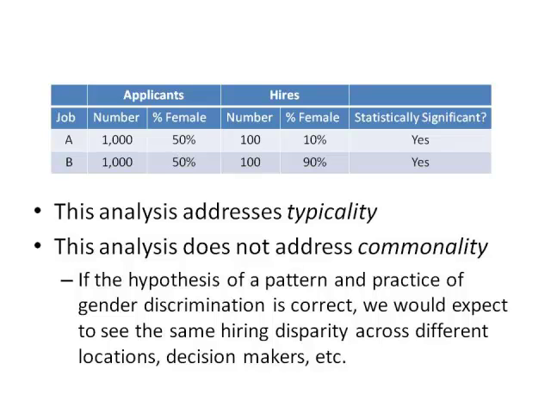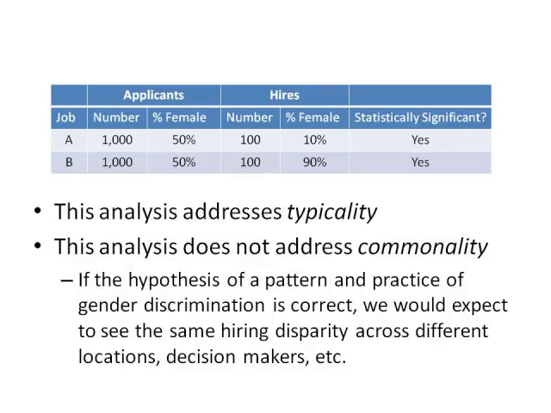Now, when we look at the percentage of female hires for job A, we see that 10% out of the 100 hires were female. When we look at job B, we see that 90% of the 100 hires were female. So for job A, since females were 50% of the applicant pool, we would expect 50% of the hires to be female. So the question becomes, is the difference between the 50 expected and the 10 actual statistically significant? And in this case, it is.